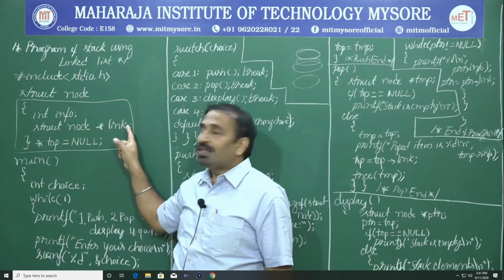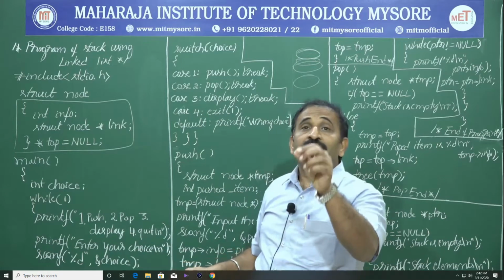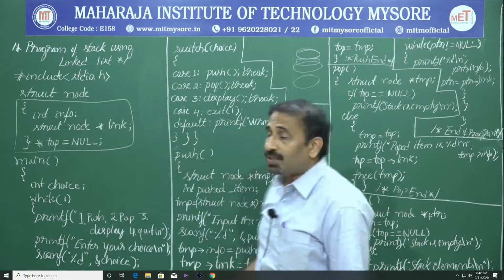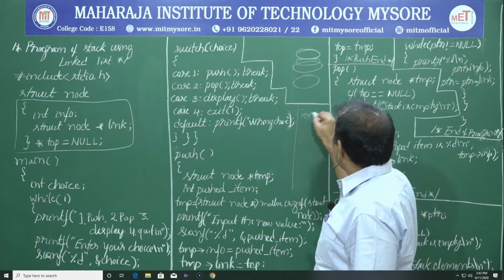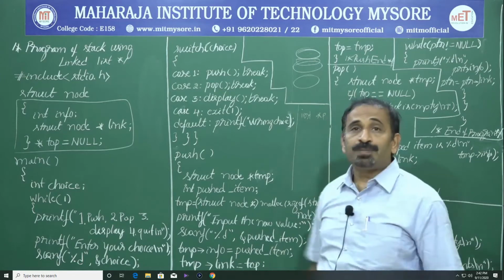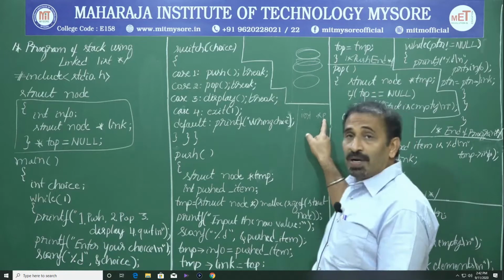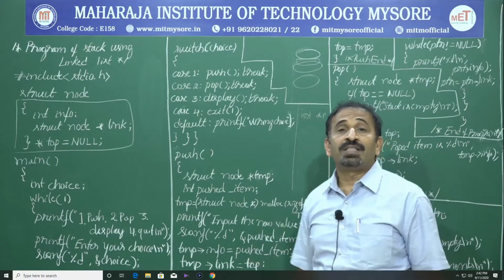Link is a variable which is of type pointer. To what type does it point? It is now pointing to a structure node. You know that in your previous class your teacher would have told you integer star p. What does it mean? It means p is a pointer capable of pointing to an integer.